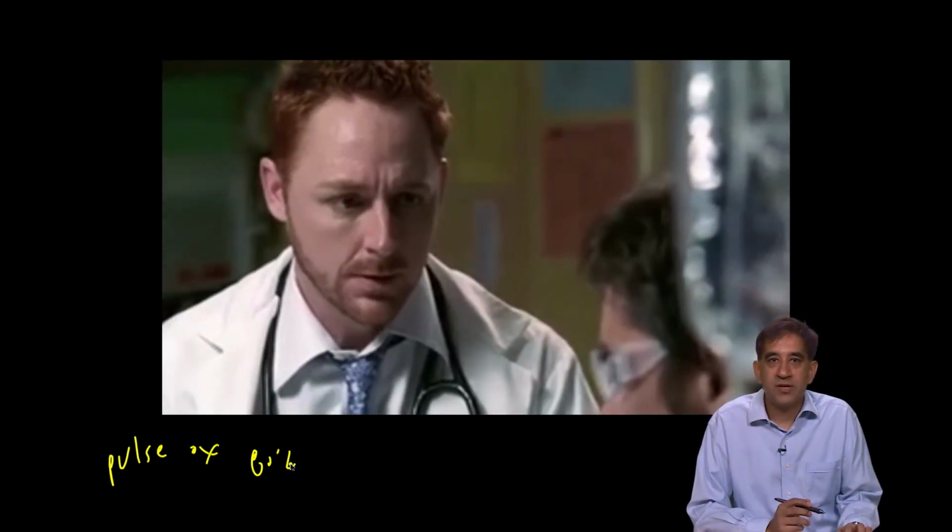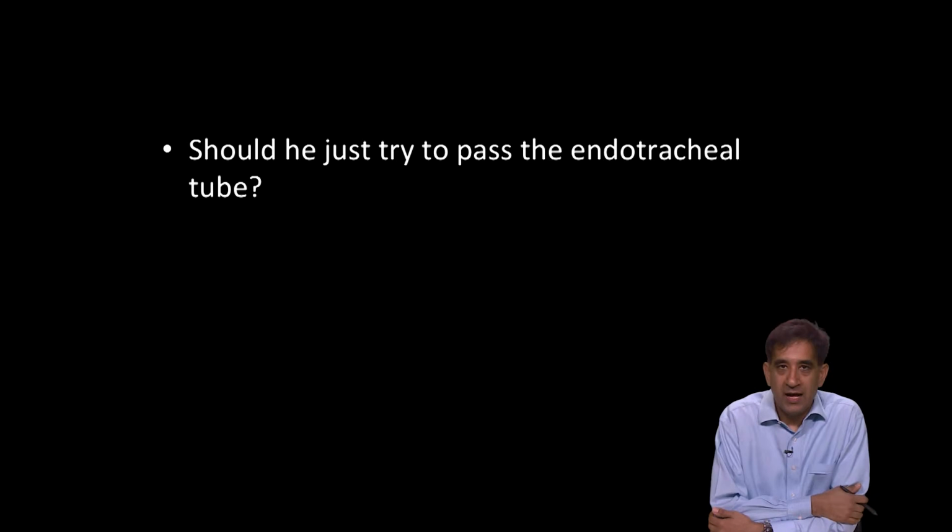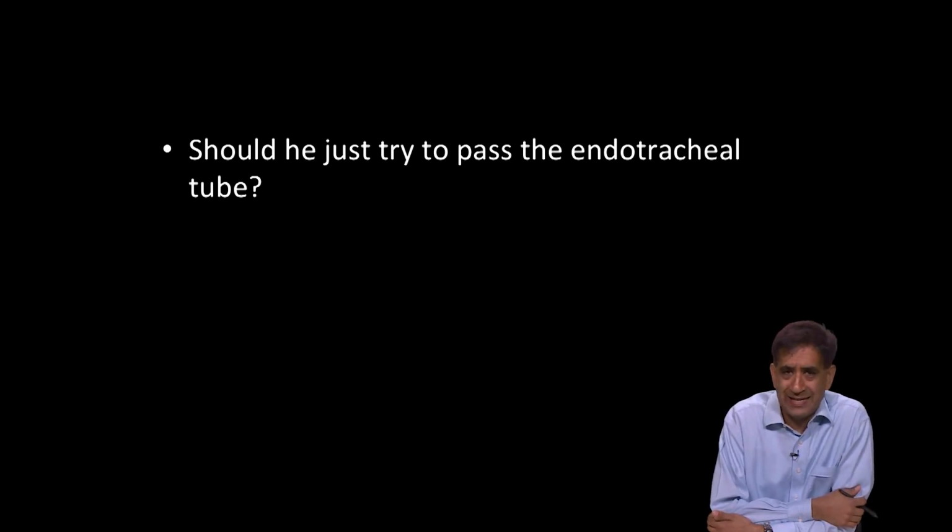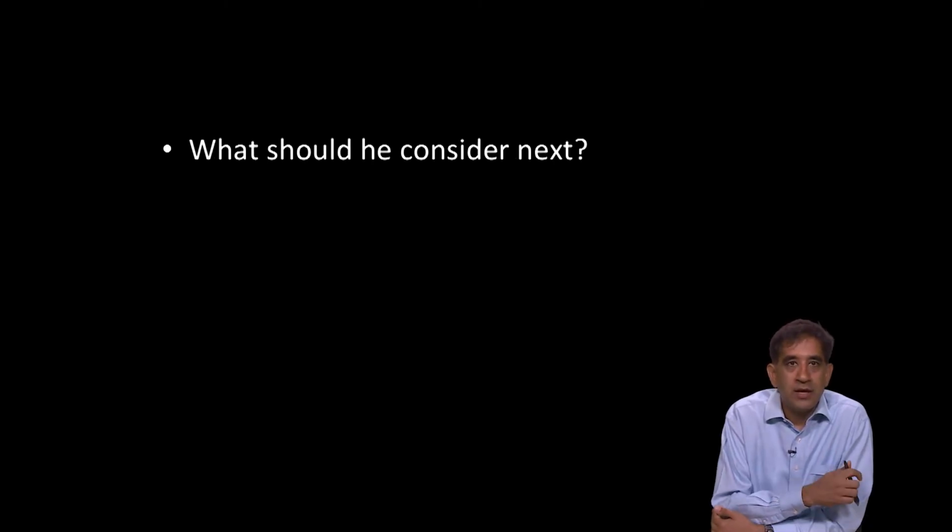Things are getting worse. The pulse ox has dropped to 80. It's getting tense. Should he just try to pass the endotracheal tube even though he can't see anything because of all the blood? And if not, what should he consider next?